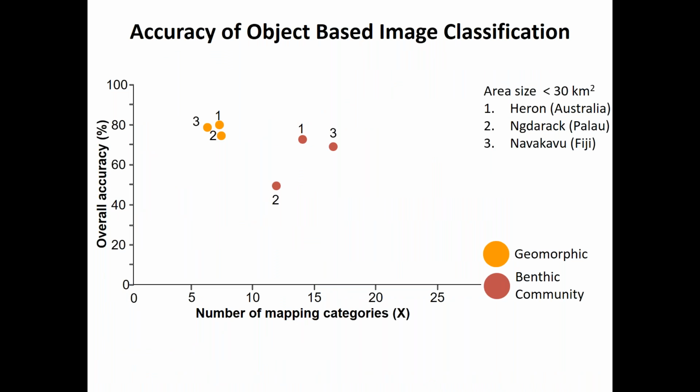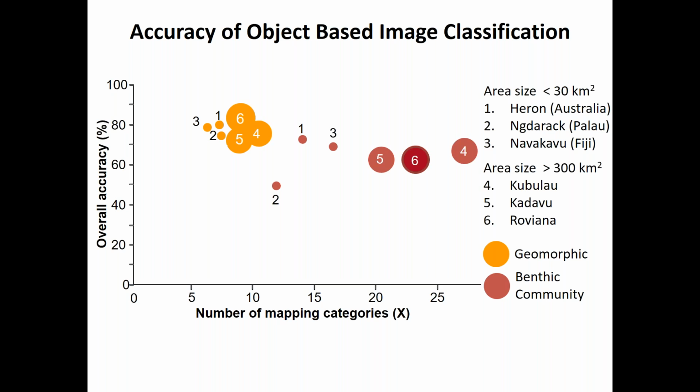Now the question was raised about the accuracy. What you see here is the accuracy of the smaller reefs that we mapped, where orange is the geomorphic and red is the benthic. On the x-axis you see the number of categories, and on the y-axis the overall accuracy. So you see we got for geomorphic around 75% accuracy, with 5 to 10 classes. And for the benthic, we saw between, let's say, 50 and 75% accuracy. This was for the single reef, where it's just one scene.